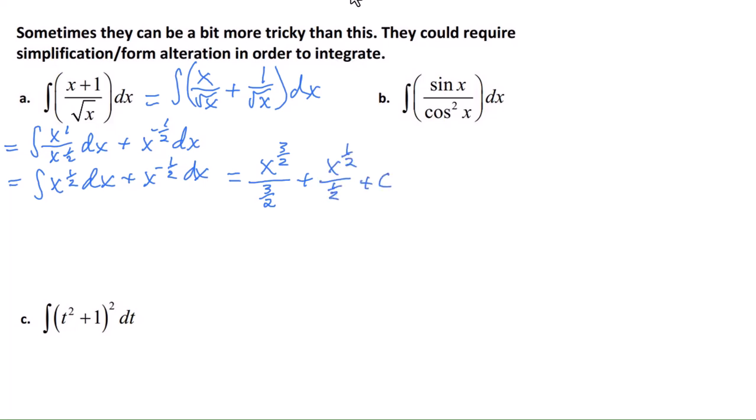All right, so for the first one, I add 1 to the exponent and get 3/2. I divide by the new exponent. For the second one, I add 1 to that negative 1/2 and I get positive 1/2. I divide by the new exponent, and then there's my constant of integration. Probably wouldn't want to leave it like that, so I rewrite it like this.